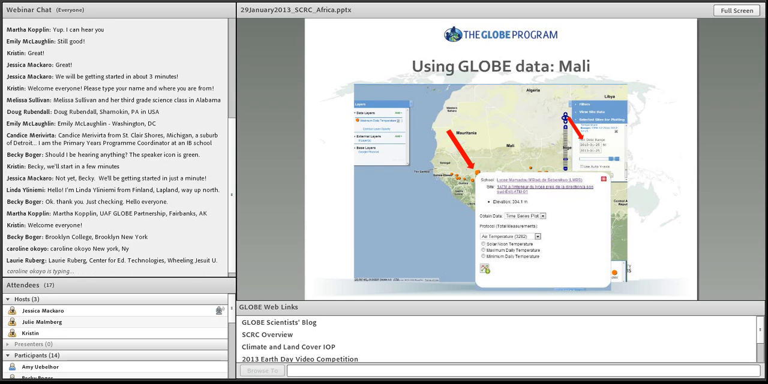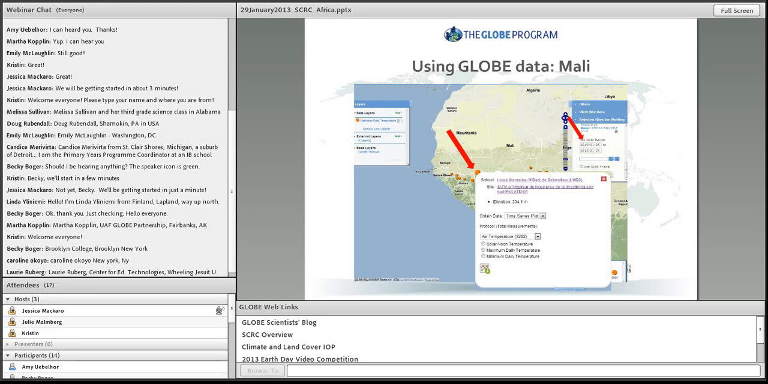So if you click on the name of the school here, it'll take you to the school's webpage where you can find information about the school and the teacher, and also see that they are the top participant in the Africa region for phase 1 of the Student Climate Research Campaign. So I thought this was a great school to highlight.